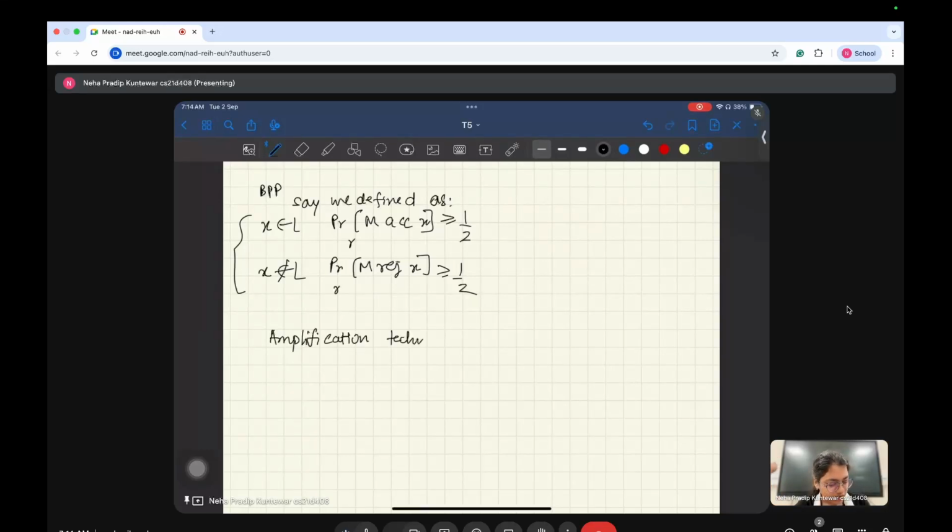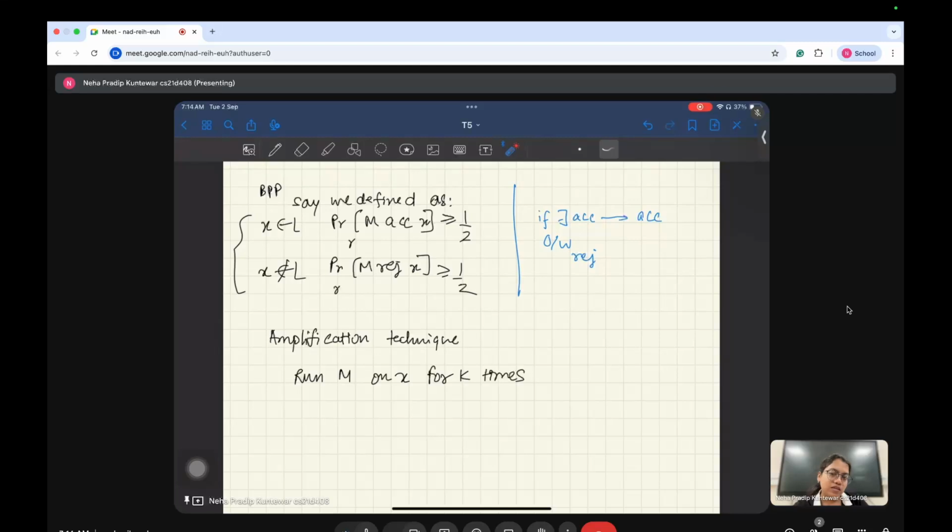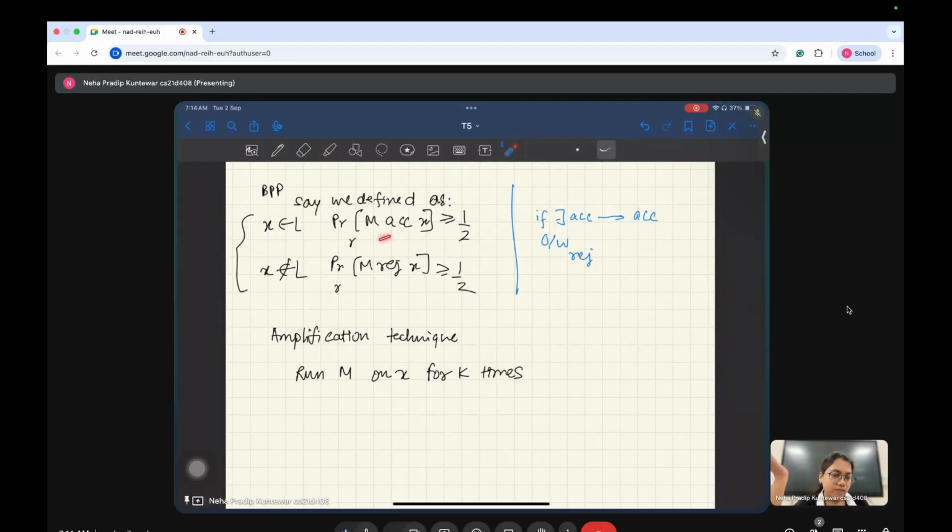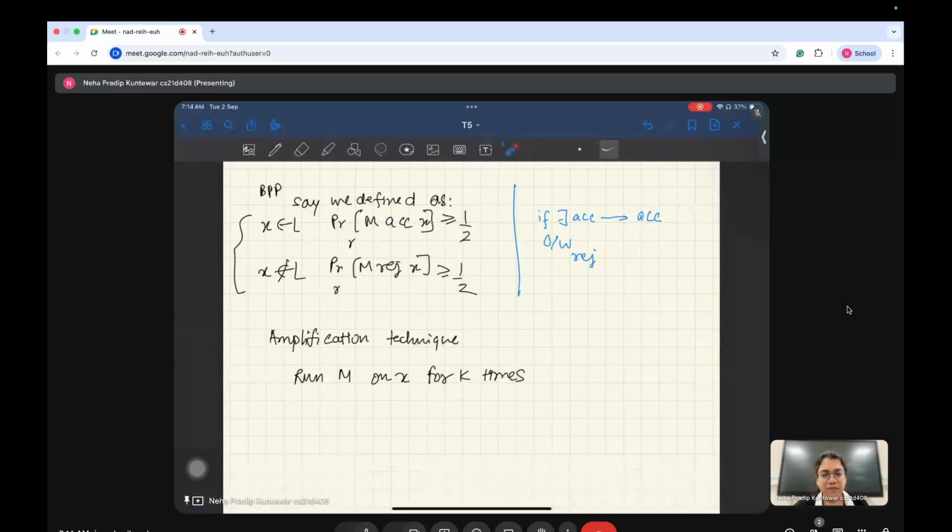which is basically that we're going to run M on x for k times, and then we can't do something that we did earlier. Like, we can't say that if there is at least one accept. What we did earlier was that if there is one accept, then we are going to accept, otherwise we are going to reject. This is not going to work for us, because now we are making errors in both the directions. So what is an obvious thing to do here? Because it makes error with probability half in both the cases.